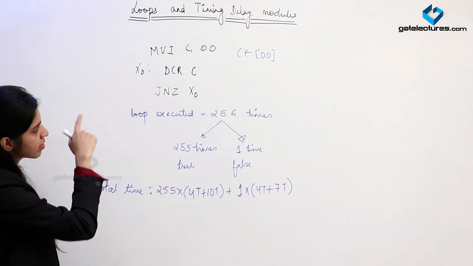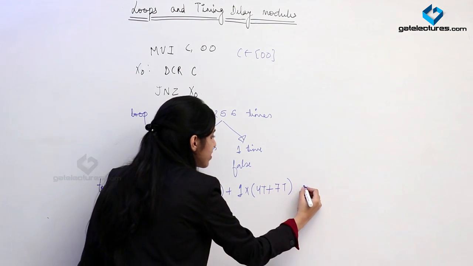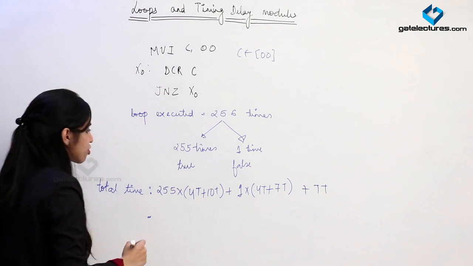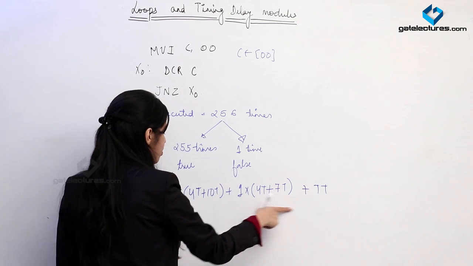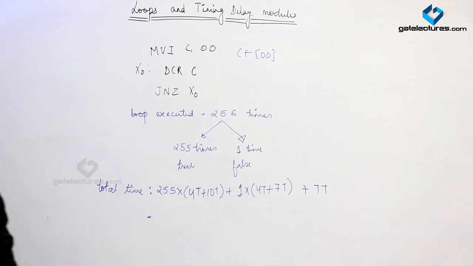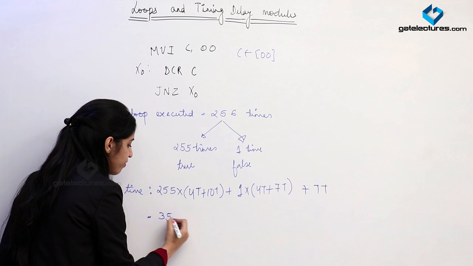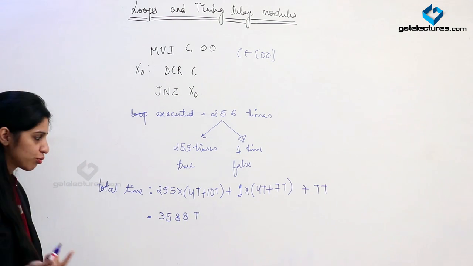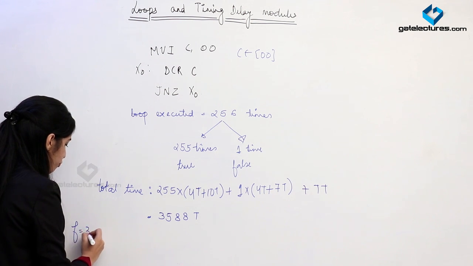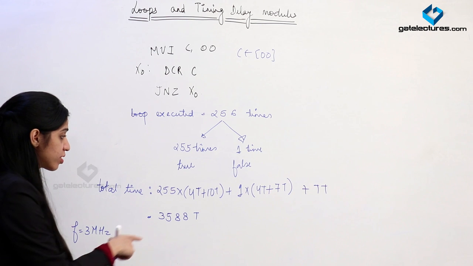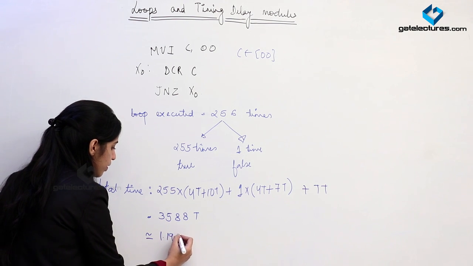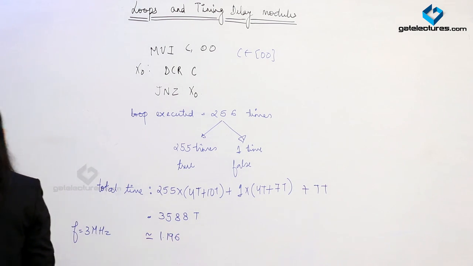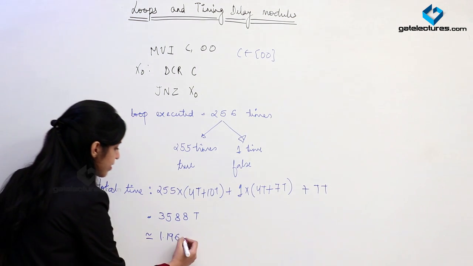And one more instruction we can see here is MVI C, 00, which is a 7 states long instruction. So this is the total time required for this module, which if you calculate comes out to be a total of 3588 T states. Also, all of you are aware that the frequency of 8085 is 3 megahertz. So this T is going to be 1 by 3 microseconds, which makes this a total of 1.196 milliseconds.